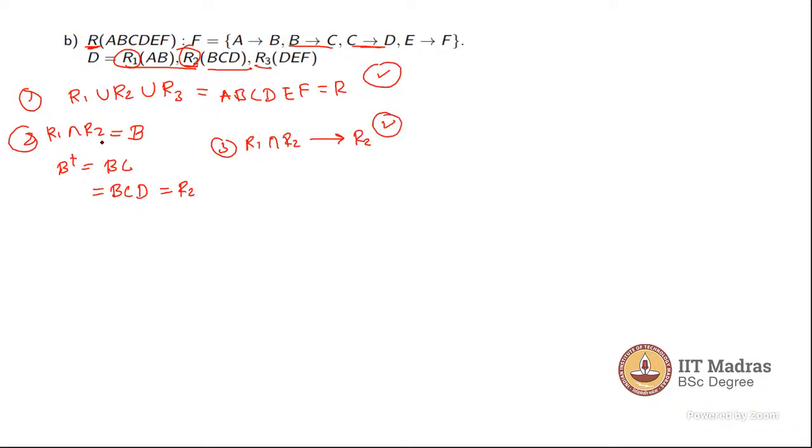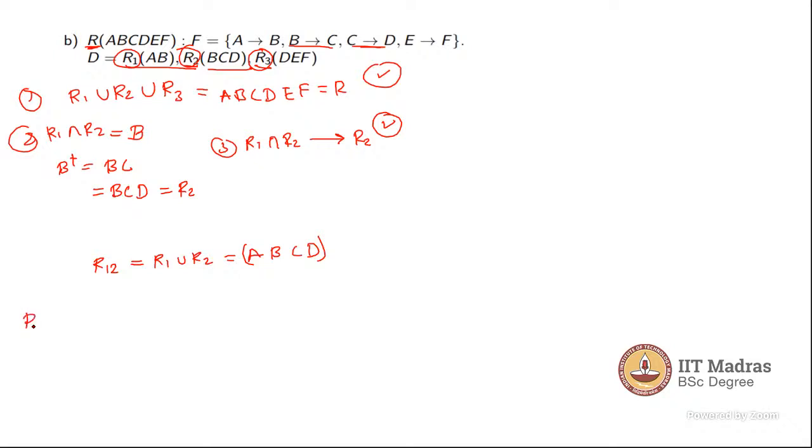Now we have to check this R3 also. We already took the combination of R1 and R2. So let us give a name, say R12, which equals R1 union R2, which equals A, B, C, D. So A, B, C, D is a new relation, that is R12. Now we have to check this condition with R12 and R3.